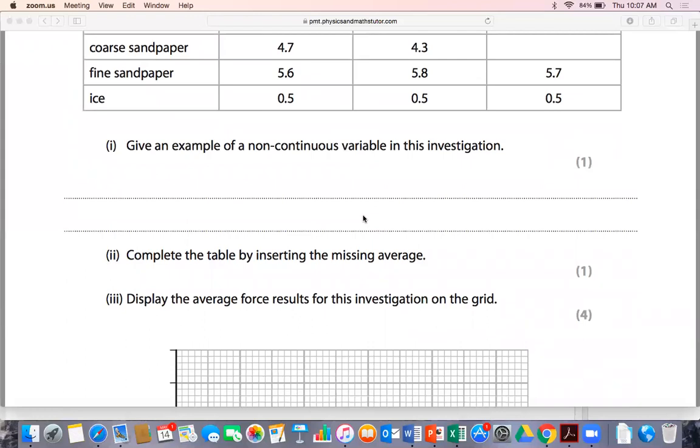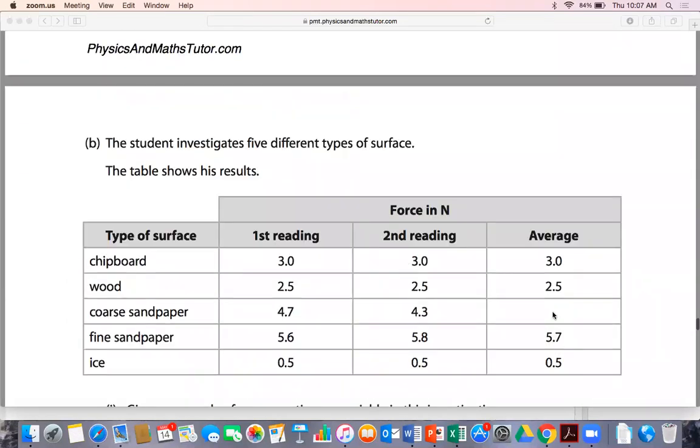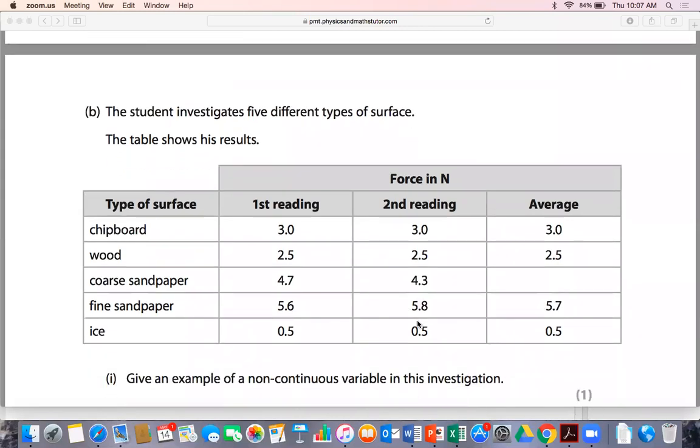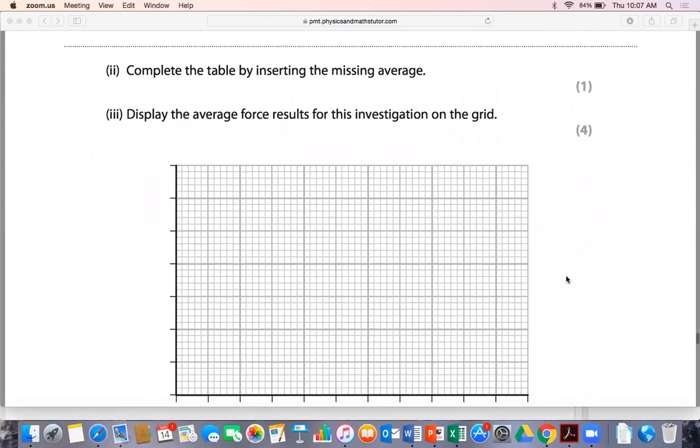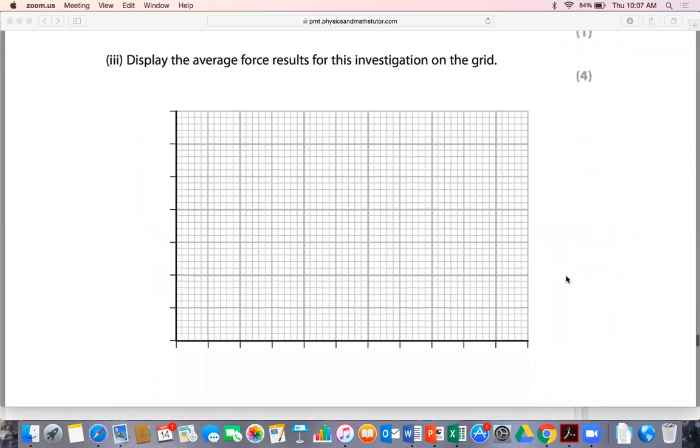Complete the table by inserting the missing average. So you should get 4.5. You just add these two, and then you divide by 2. So it's 4.5. Display the average force results for this investigation on the grid.